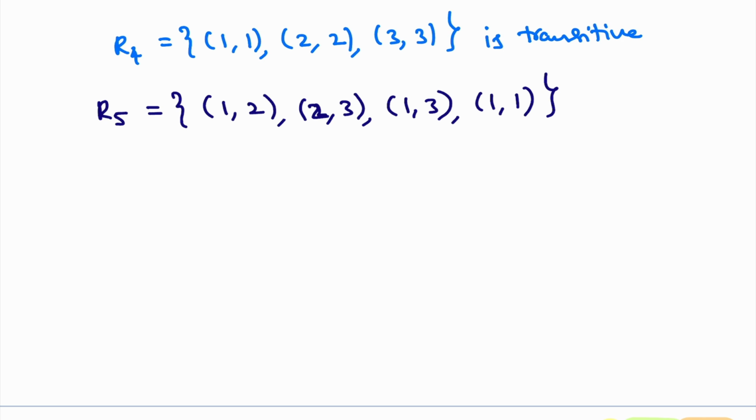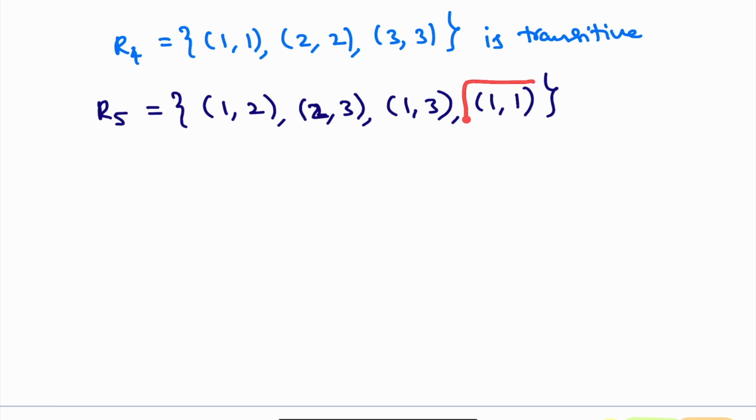Okay. Now, come to the second ordered pair. This ends with 3. Is there any other ordered pair which starts with 3? No other ordered pair starts with 3. So we say that this ordered pair passes the transitive test. Now come to this. This ends with 3. Is there any other ordered pair that starts with 3? No. In this case, we say that this passes the transitive test.